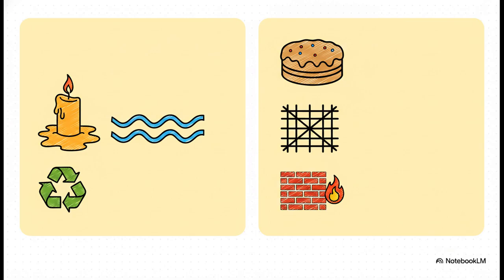On the flip side, we have thermoset resins. These are much more like baking a cake. During their formation, they create a highly cross-linked, three-dimensional network of strong covalent bonds. Once they are heated and set, they are permanently locked in. They're hard, they're strong, but you absolutely cannot melt them down and reshape them. If you try to heat them too much, they won't melt, they'll just burn and decompose.